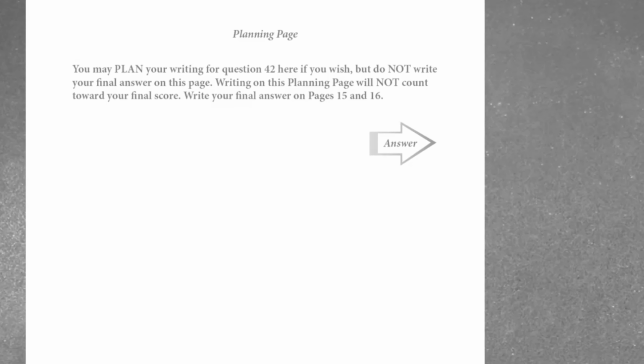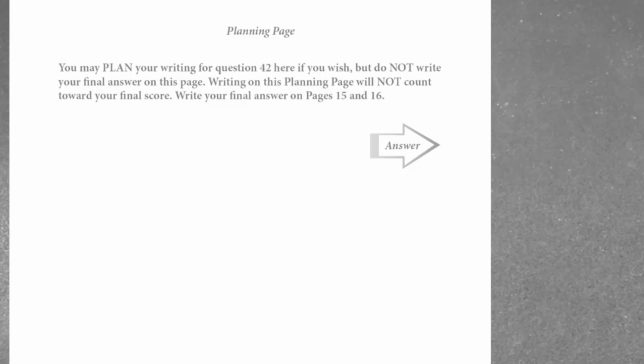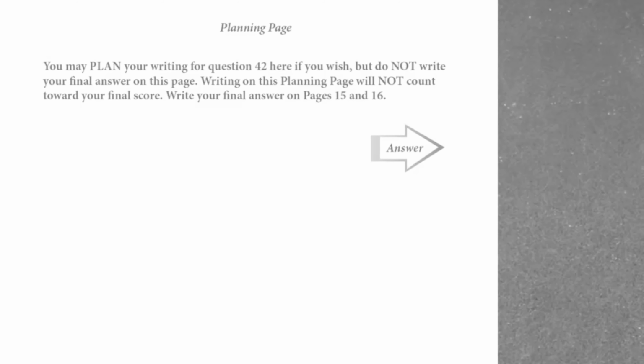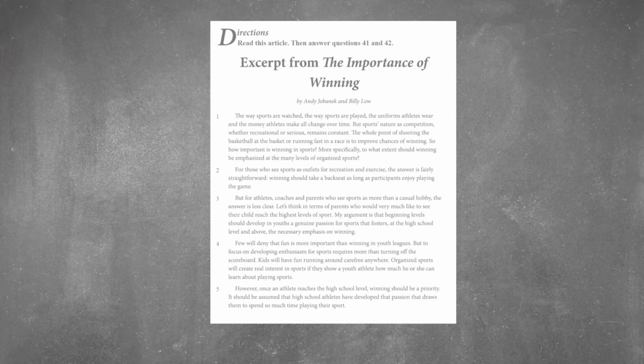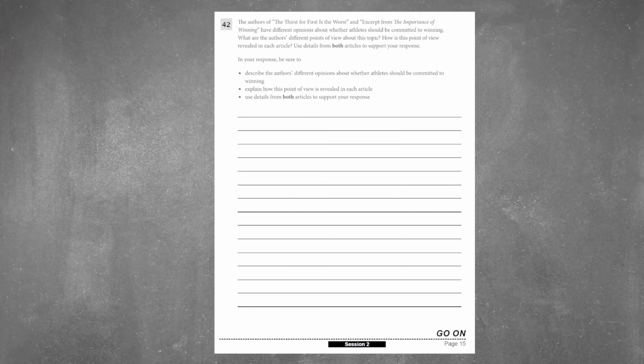So as I said earlier, we're going to use the 2018 Big Daddy question that was released in New York. It is based upon 2 passages. The first passage is titled Excerpt from The Importance of Winning. And the second passage is The Thirst for First is the Worst. Now, these 2 passages are given to students, and you will be asked for the Big Daddy to use both to answer the question. Let's take a look at the Big Daddy question.